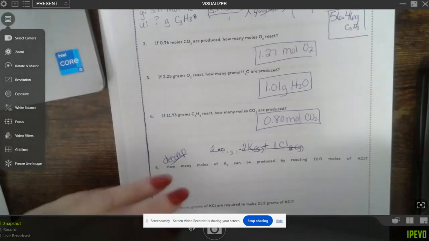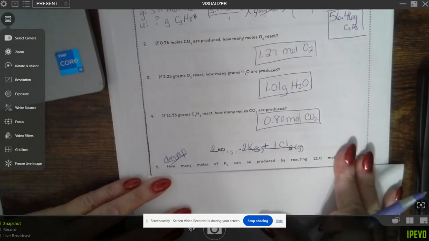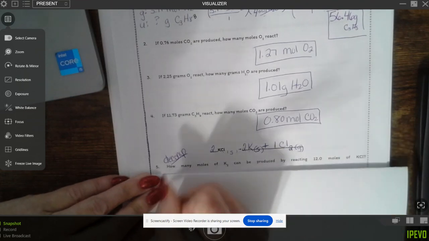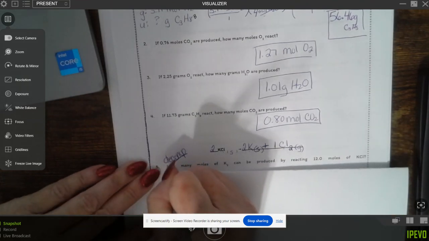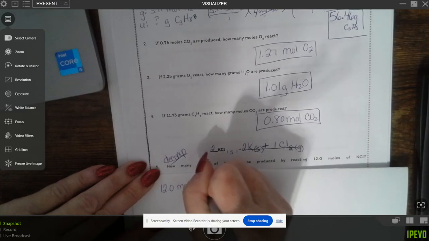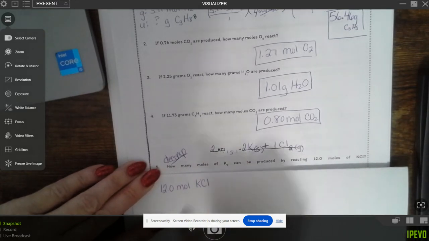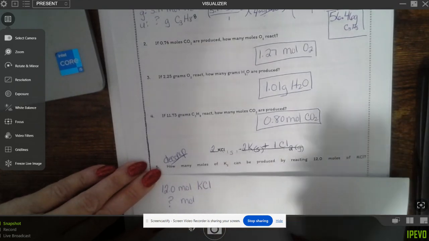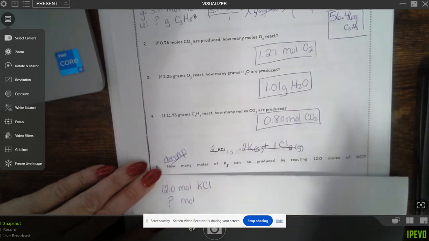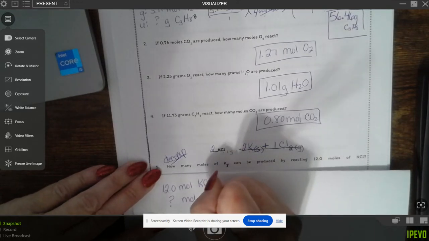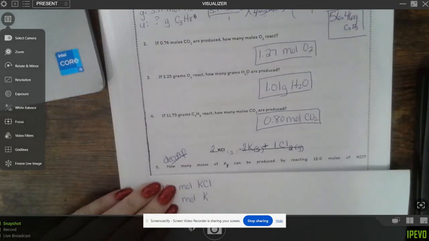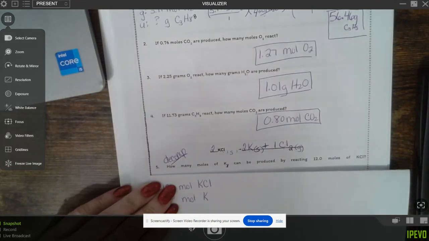All right, so I'm given 12 moles of KCl. And it wants to know how many moles of, this should not be K2, that should just be K. Okay, typo, a bad typo too. All right, how many moles of potassium can be produced by reacting 12 moles of potassium chloride?